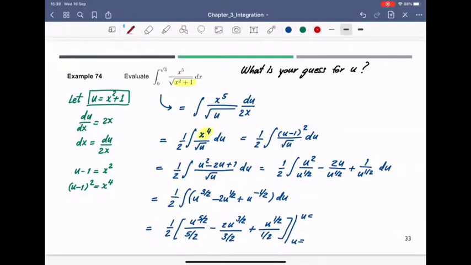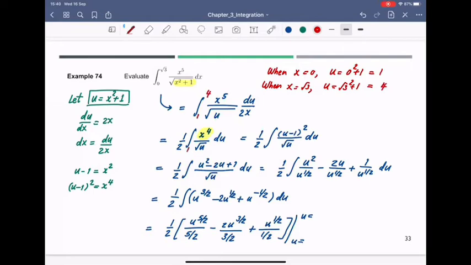So let's think. If I pick u equal to x squared plus 1, when x equal to 0, u equal to 0 squared plus 1, right? Because u equal to x squared plus 1. So this is 1. And when x equal to square root 3, u equal to square root 3 squared plus 1. Square root 3 squared is 3, 3 plus 1 is 4. So I'm going to change everything to 1 to 4, 1 to 4, 1 to 4.